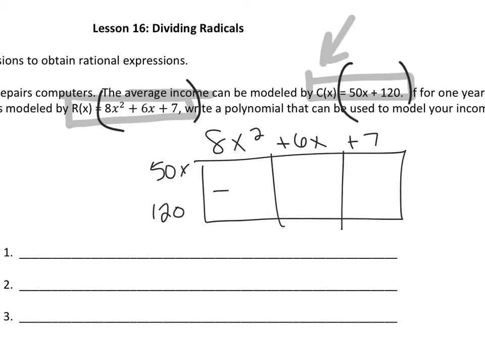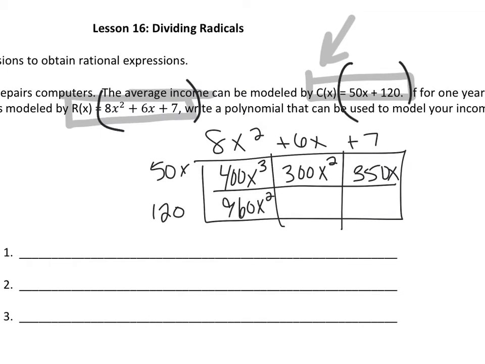All right, so I'm going to do 8 times 50, which is 400, and then x cubed. 50 times 6 is 300, and then x squared, 350x. 8 times 120, that's 960, x squared. And then 120 times 6, that's 720x. And then 120 times 7 is 840.